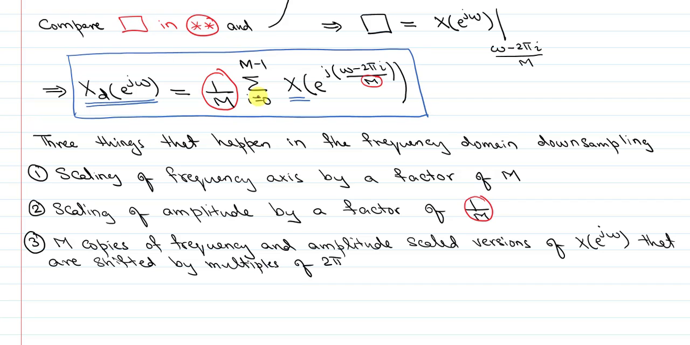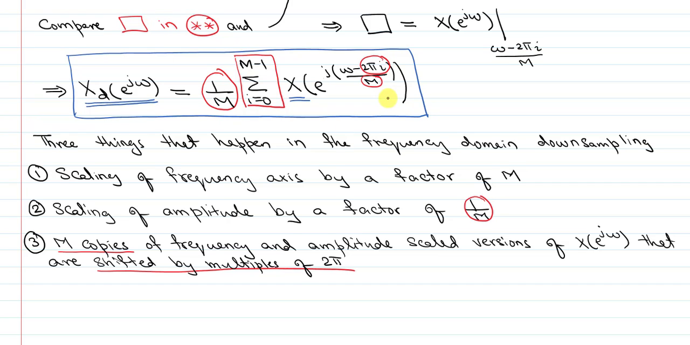And the last thing is that we actually get M copies. This is due to this summation. We get M copies of the frequency and amplitude scaled versions of my DTFT that are shifted by multiples of 2 pi. This is because of minus 2 pi i, the shifting operation. So we get shifted copies, but now we get only M shifted copies, not an infinite number of shifted copies that happen when we go from continuous time to discrete time. So this is the mathematical expression.